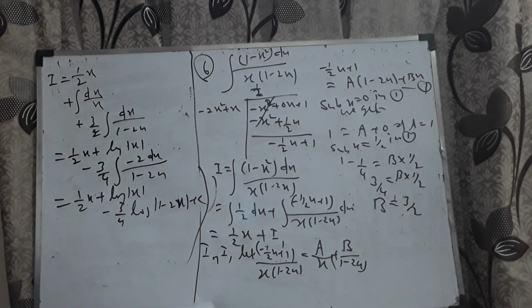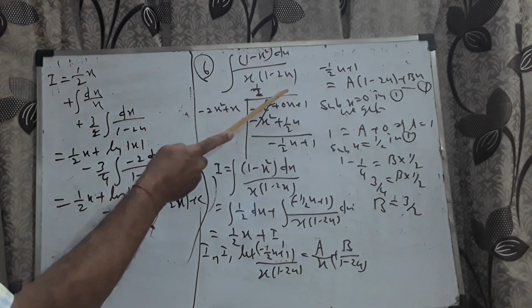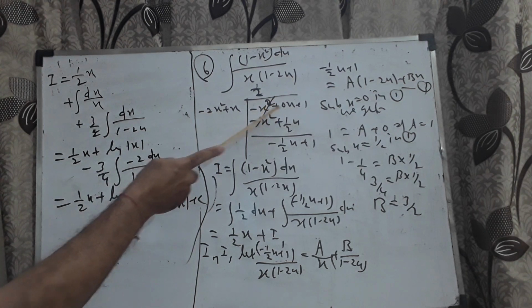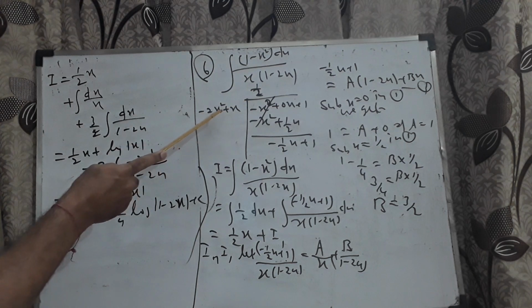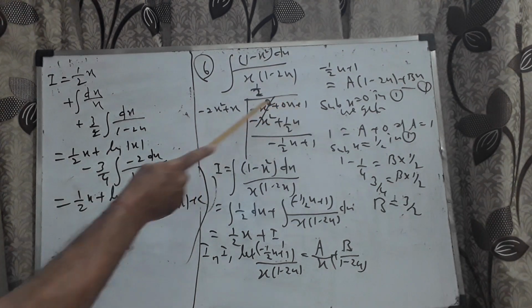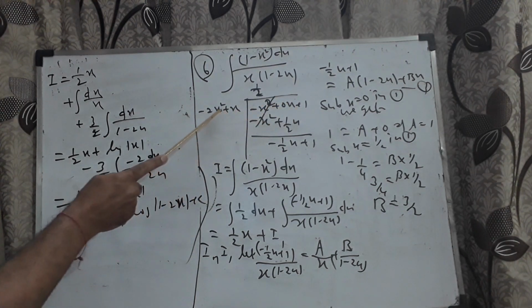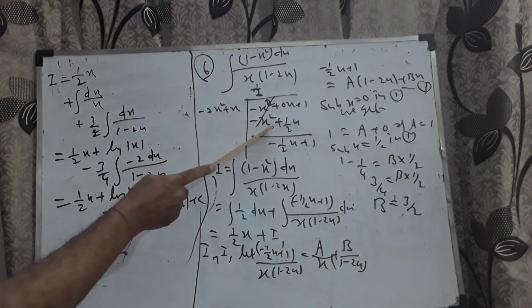See here, since the numerator is of equal degree as compared to the denominator here, I have to divide and then proceed. My numerator is written over here: minus x square plus 0x plus 1. My denominator is minus 2x square plus x, in the descending order of the powers anyway. This is my dividend, this is my divisor. Minus x square by minus 2x square becomes half. Half into minus 2x square is minus x square.